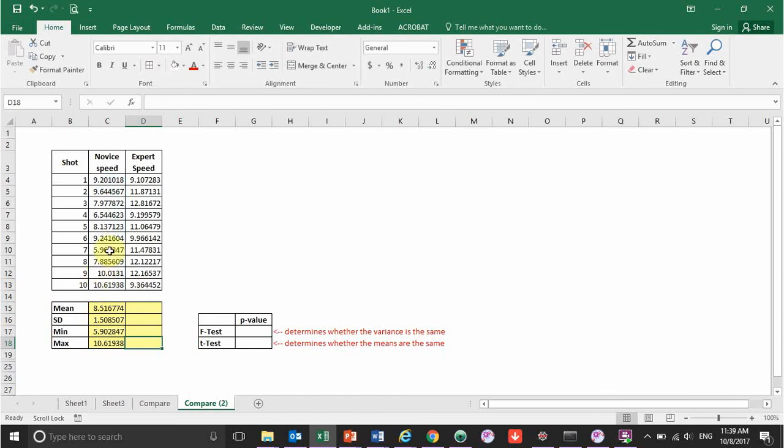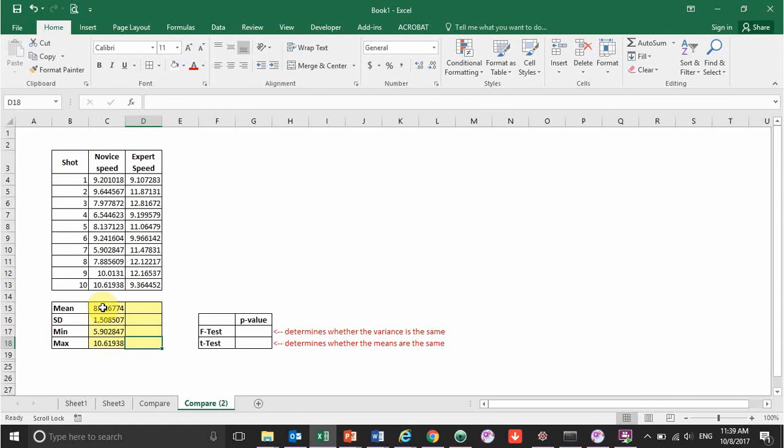So within this particular set of shots, you can see the average speed was 8.51 or 8.52 meters per second. The standard deviation, the amount of variation there was within that, is plus or minus 1.51 meters per second.